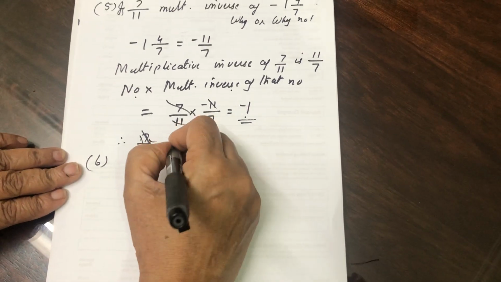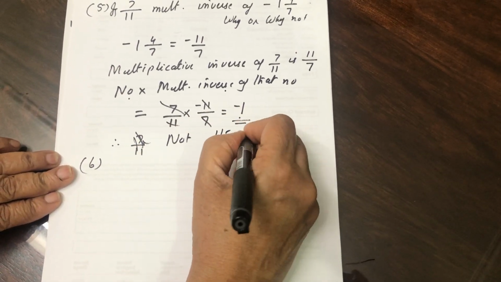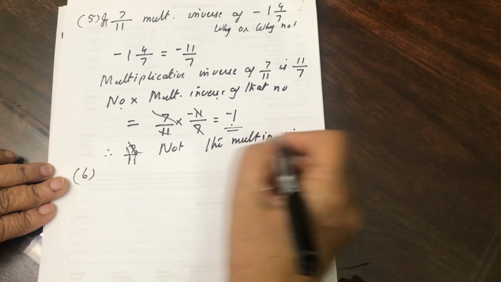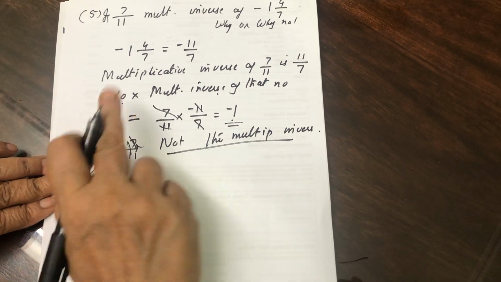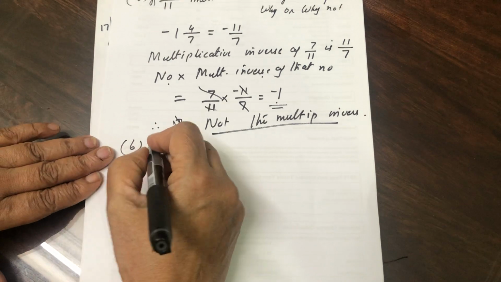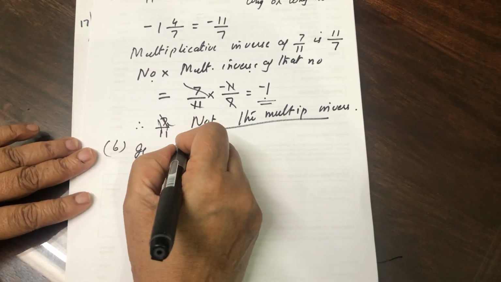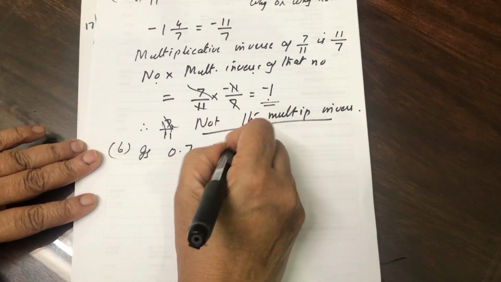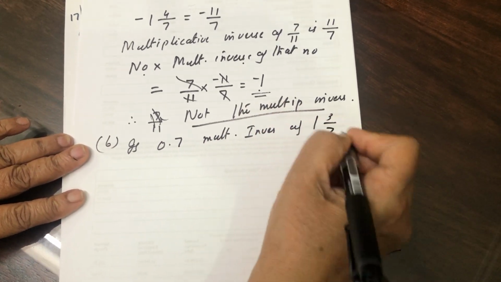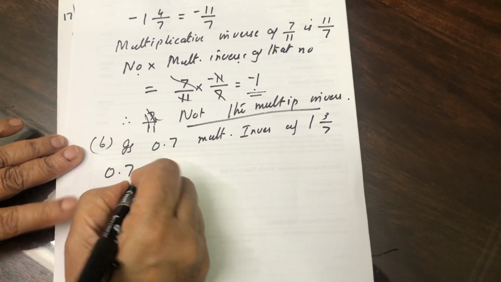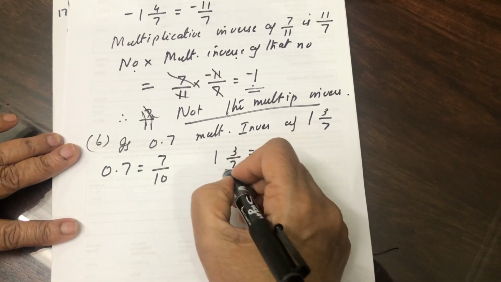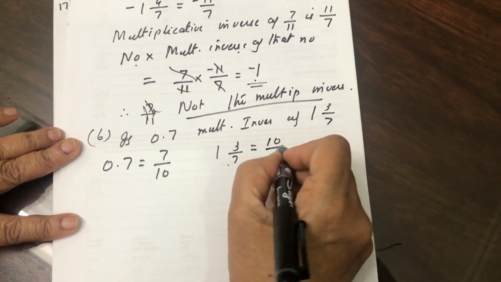Sixth one: so therefore not the multiplicative inverse. Why? Because the product of a number and its multiplicative inverse should be 1. The next one is 0.7, the multiplicative inverse of 1 3 by 7. 0.7 you can write as 7 by 10. 1 3 by 7 you can write as 7 plus 3, 10 by 7.